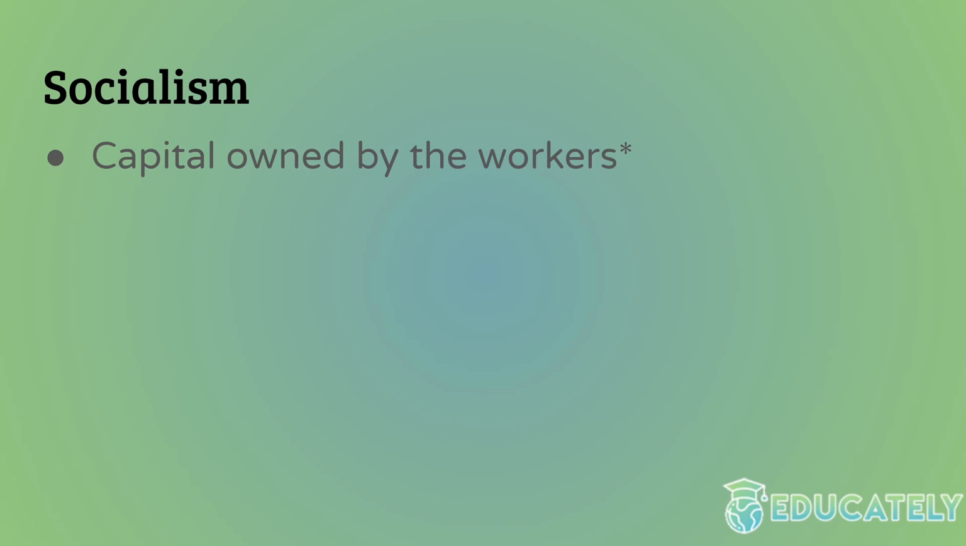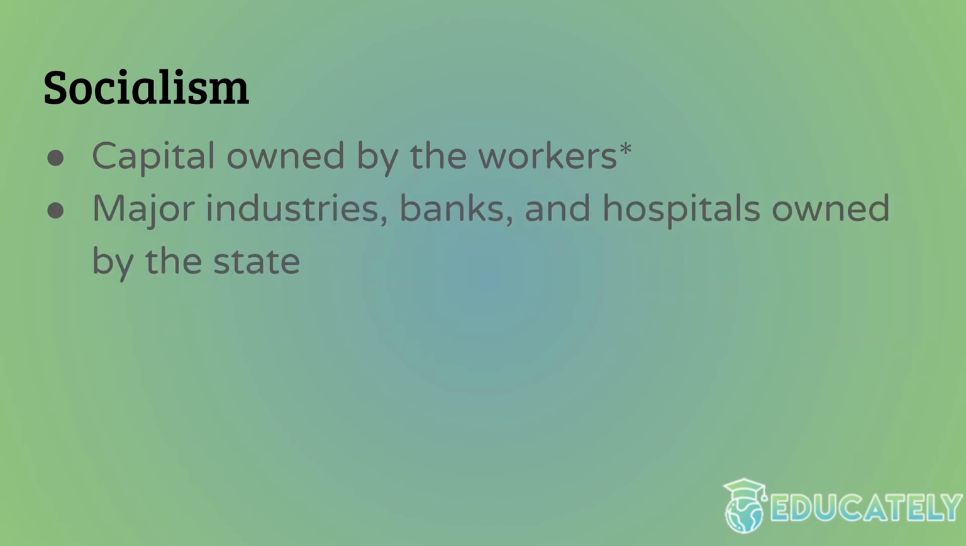A lot of the sources that I've read talk about the dictionary definition of socialism, according to a lot of people, is that the capital, or the means of production, is owned by the workers. So if you have a factory, the people making the decisions, owning the machinery and controlling the manufacturing would be the workers. That's what that means. Still, in a lot of societies that claim to be socialist, the major industries, banks, and hospitals are owned by the state and the people as opposed to private corporations.